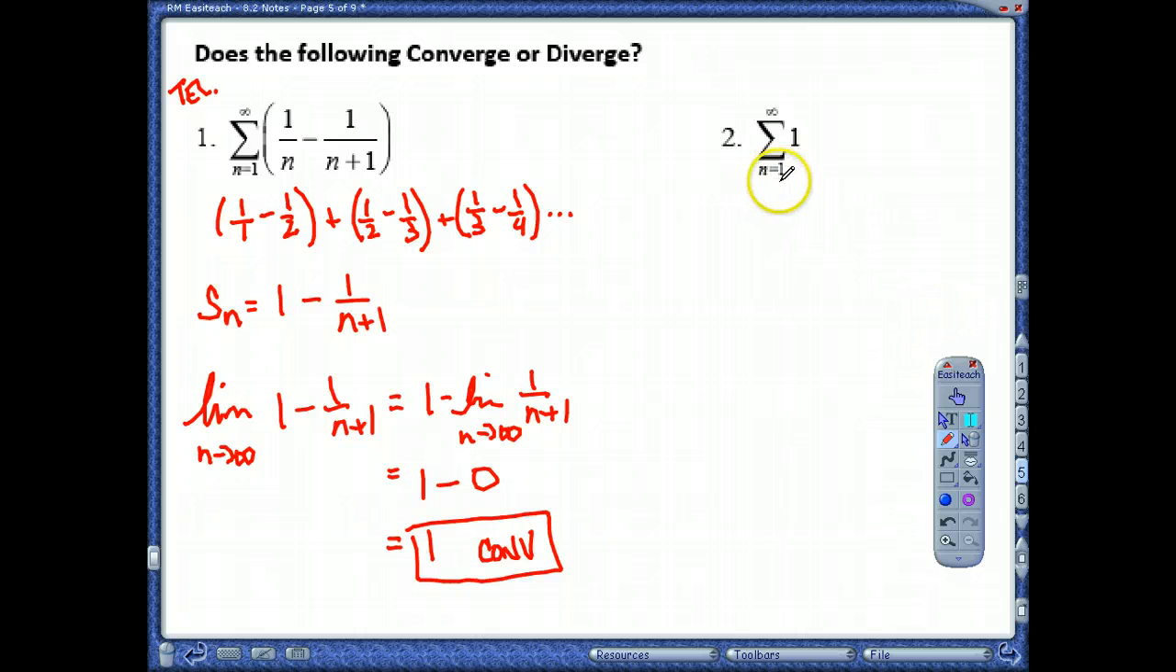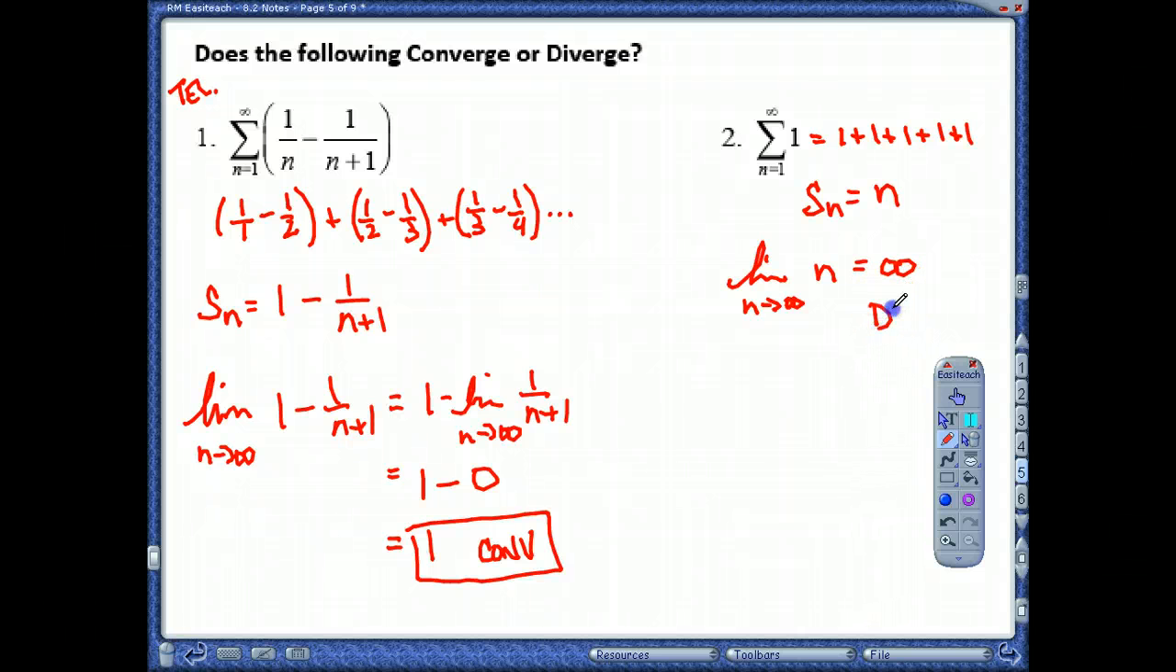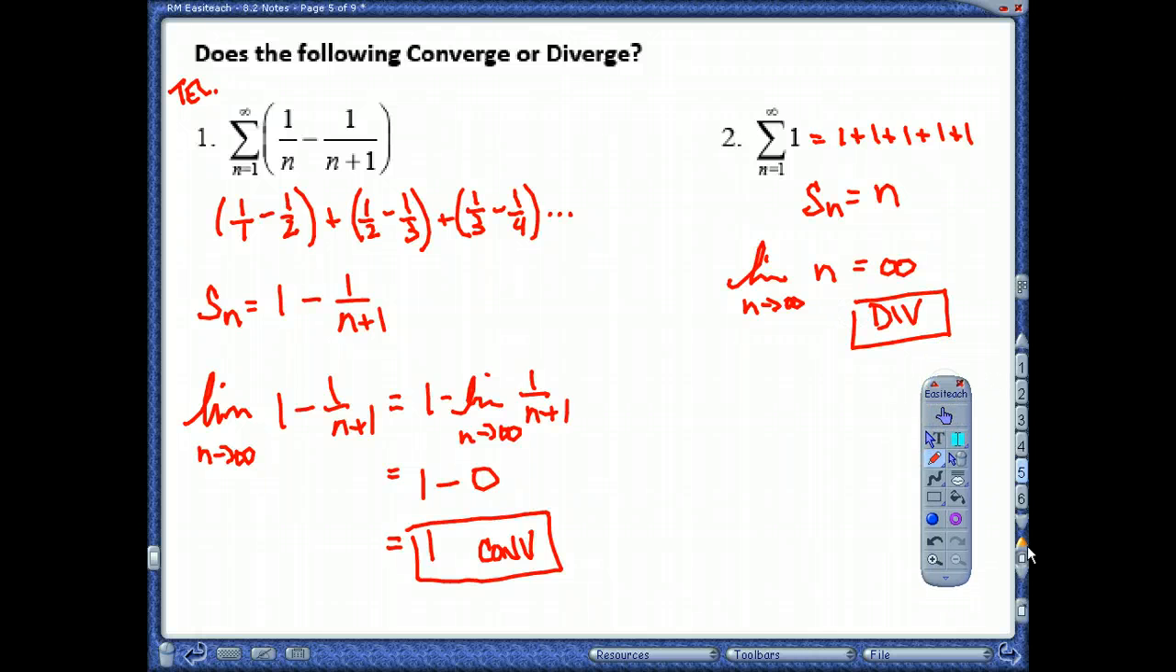Now when I look at number 2 here, there's no n. So the first term's 1, the next one's 1, the next one's 1, and we're going to keep adding those up until they tell us to stop. So I could rewrite this as 1 times n. So when I take that limit as n approaches infinity of my series, which is n, that's going to infinity, which means that it diverges. It is not a series that we're going to be able to add up.